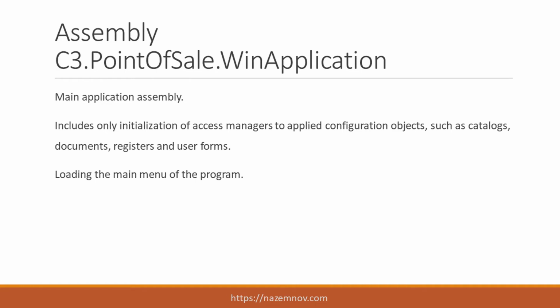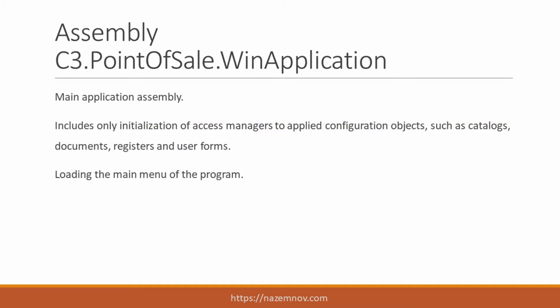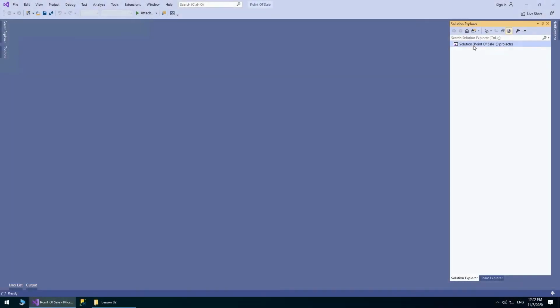Main Application Assembly. This application is the launcher. Includes only initialization of access managers to applied configuration objects, such as catalogs, documents, registers, and user forms. Loading the main menu of the program.